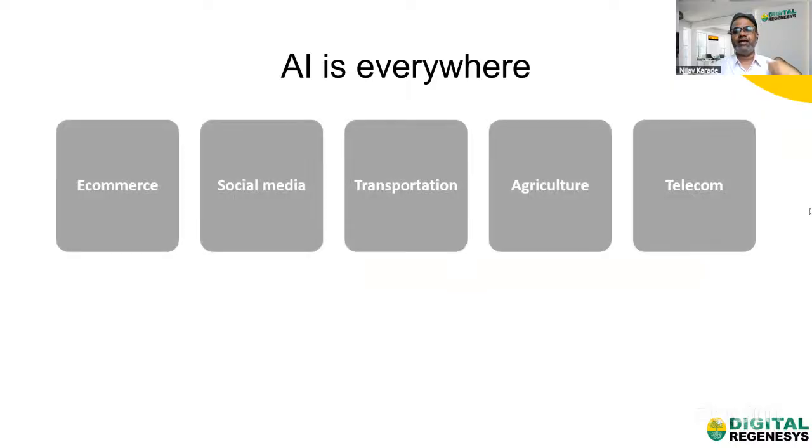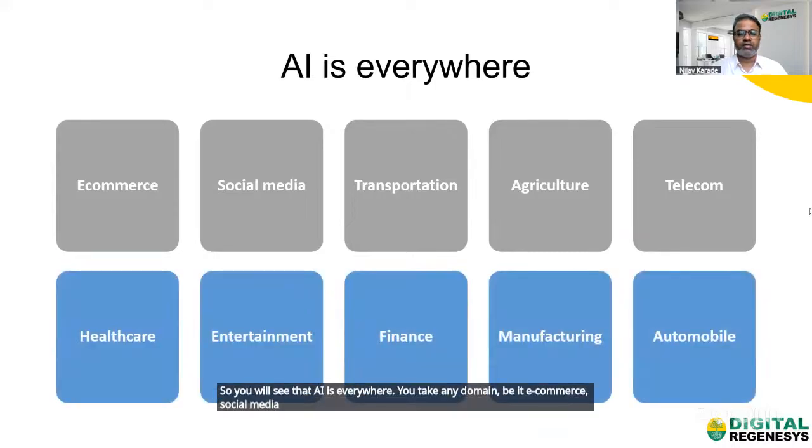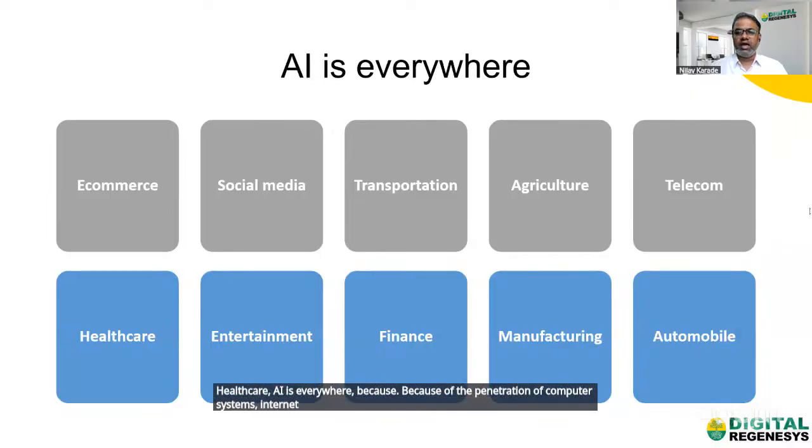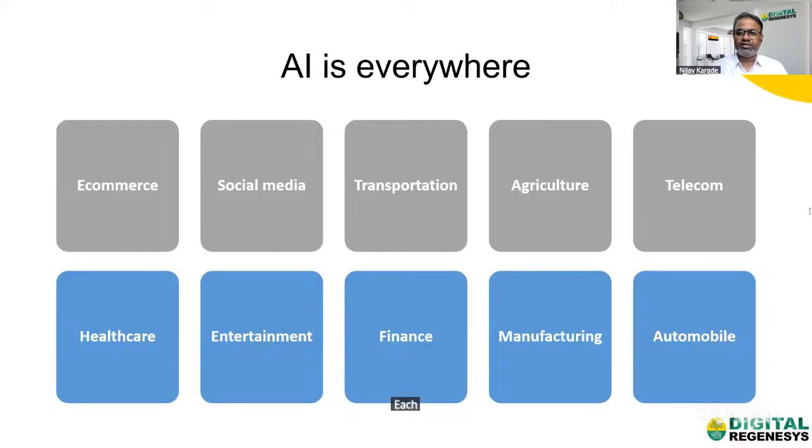So you will see that AI is everywhere. You take any domain, be it e-commerce, social media, agriculture, manufacturing, finance, healthcare. AI is everywhere because of the penetration of computer systems, internet, software. Each of these domains has a lot of data, and we can use this data to build AI models which can make predictions to streamline their operations.